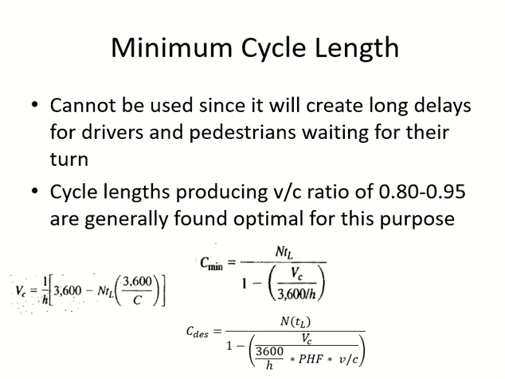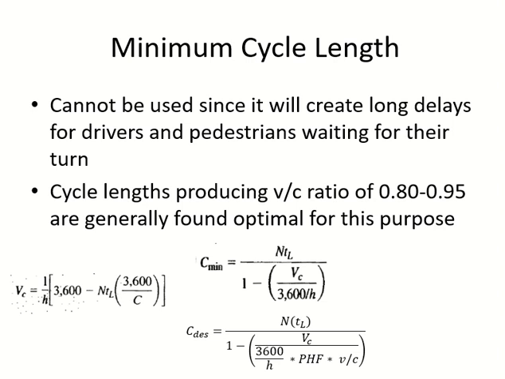Do I want the demand to be exactly equal to capacity? Which one do I want more, demand or capacity? Capacity should be more, right? So I should have a factor of safety. That factor of safety is the V by C ratio. The factor of safety which we put in the design equation is called V by C ratio. V is demand and C is capacity.